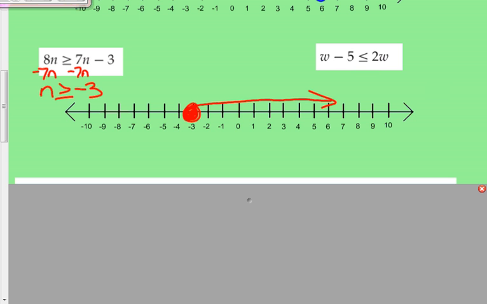We have 2w is greater than or equal to w minus 5. Subtract our w then. 2w minus w leaves w. Our symbol comes down and our negative 5 comes down. Now we're going to flip it around. W is greater than or equal to negative 5.